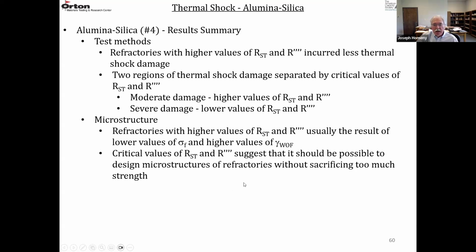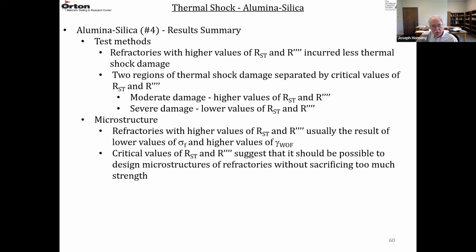They didn't actually look at the fracture surfaces and correlate the fracture behavior. That tends to be done later in time. But they did show that either of these parameters or high values of work of fracture tend to predict the thermal shock behavior. So I'll stop there. We'll go over some newer results for aluminosilica refractories next time.